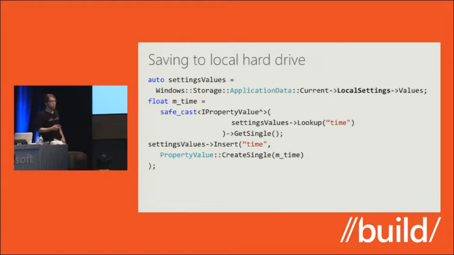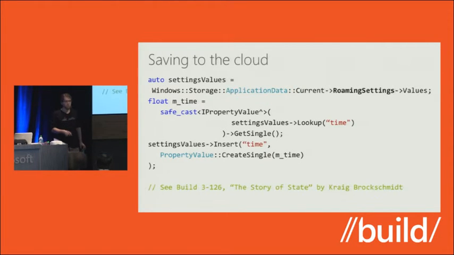So here's how you do it on the local machine. This is something that wouldn't roam. This would be something where I'm on my desktop editing this video. I leave for a bit, then I come back to the desktop, and it picks up right where I left off. So here I'm saving the time that I left off when editing that video. Now, it's an easy change if you want to make this roam. Boom. Did you see what I changed? I changed this right here.